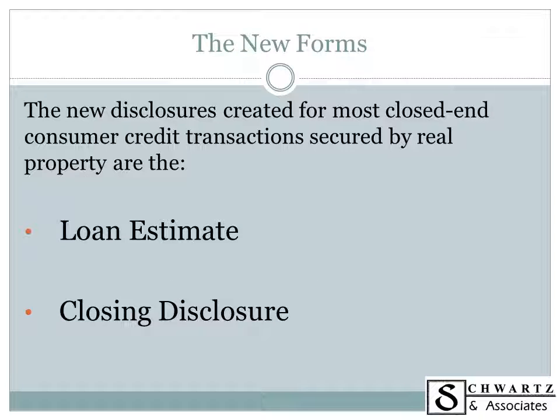The names of the two new forms are the Loan Estimate and the Closing Disclosure. You can say goodbye to the GFE, TIL, and the HUD-1. Get used to these new names now, because we'll be using them in August of this year.